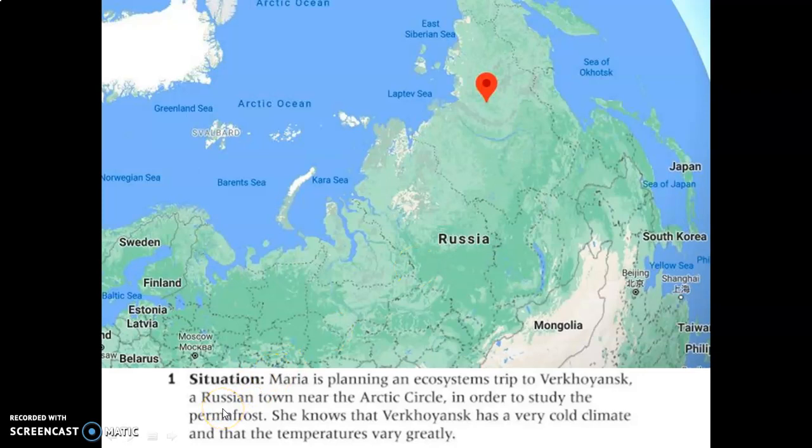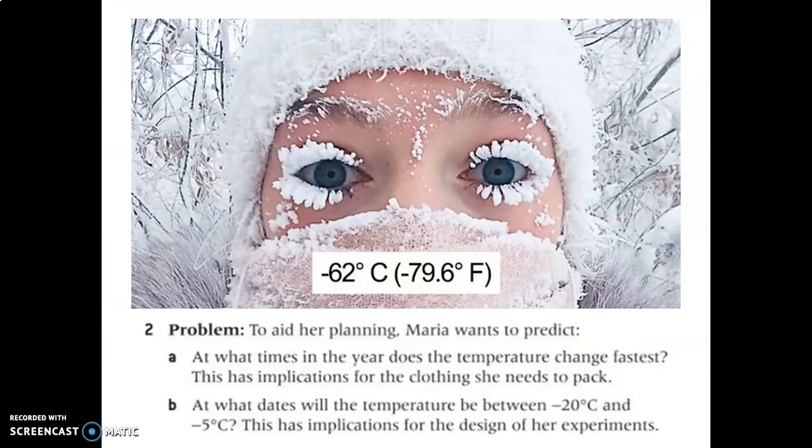And here's the situation we're going to work on. Maria is planning an ecosystems trip to, and I have no idea how to pronounce that, but I'm going to say Verkhoyansk, a Russian town near the Arctic Circle, in order to study the permafrost. She knows that Verkhoyansk has a very cold climate and that the temperatures vary greatly. So we're going to take a look at that data now. Look at this. This is the temperature in that place taken at some point. That's pretty insane.